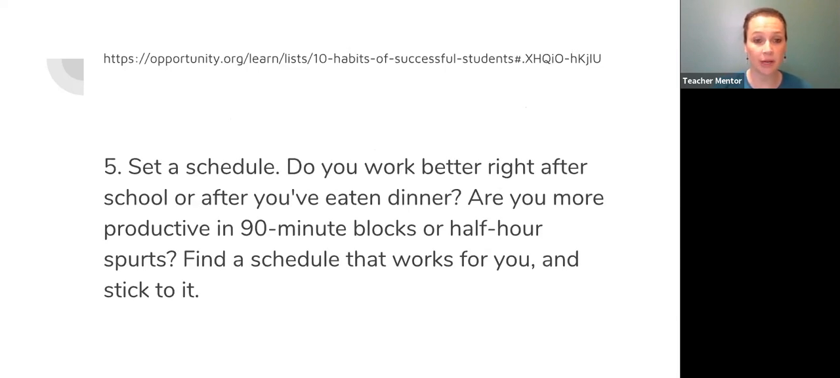Do you work better right after school or after you've eaten dinner? Are you more productive in 90-minute blocks or half-hour spurts? Find a schedule that works for you and stick to it.